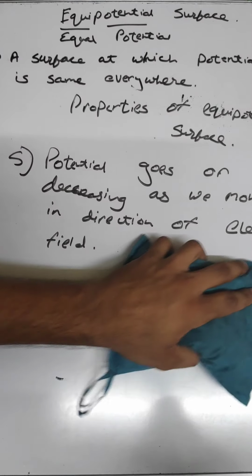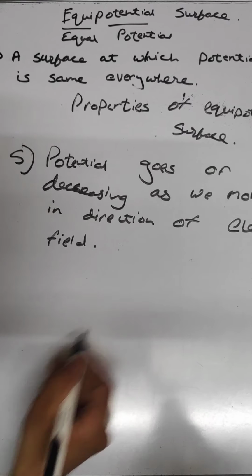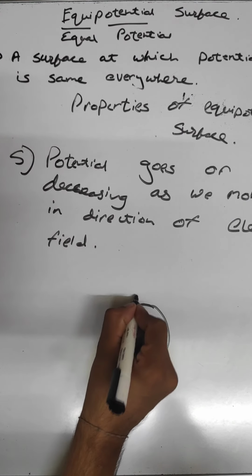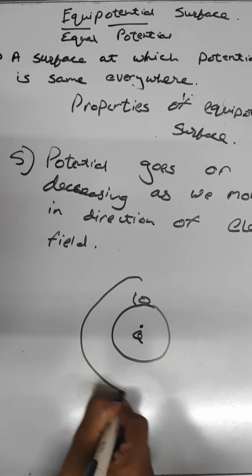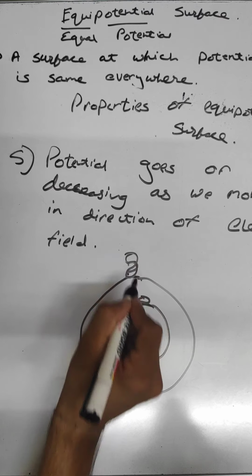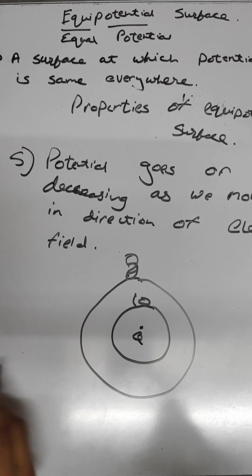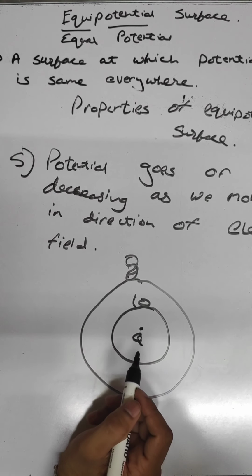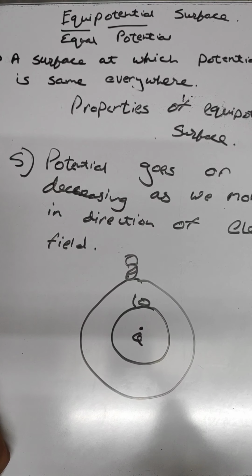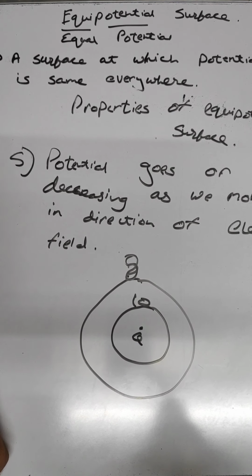We have studied this in circular form also. Suppose this is our point Q. At this point, if it is 10 volt, here it will be 8, and so on. If we keep on increasing the diameter as we go away from the source charge, the potential on the equipotential surface goes on decreasing. I hope the properties of equipotential surface are very clear to you.